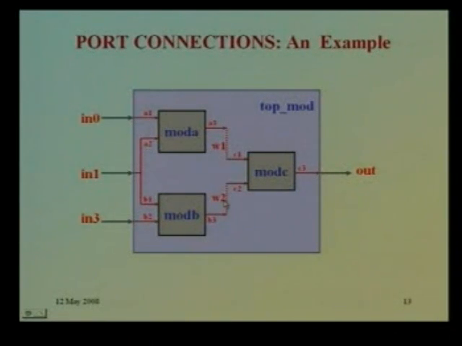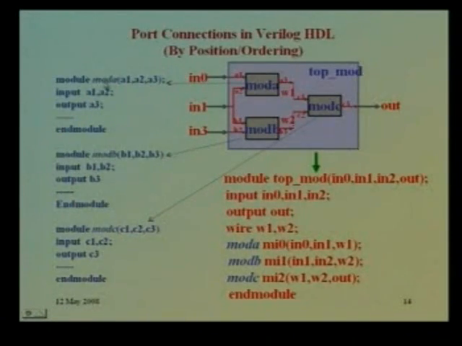For the integration, suppose I define module A, module B, and module C. Module A has the ports A1, A2, A3. Module B has the ports B1, B2, B3. Module C has the ports C1, C2, C3. So how do I integrate module A, module B, and module C? In the top module, when you connect them, you declare the input and output, and the wires W1 and W2 I need. I declare W1 and W2, and then connect module A, module B, and module C.